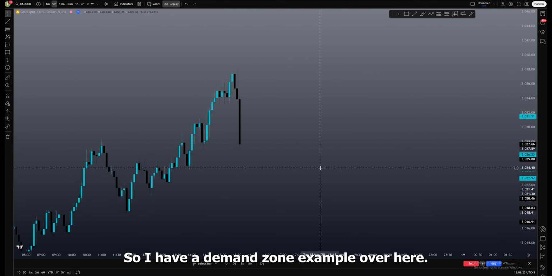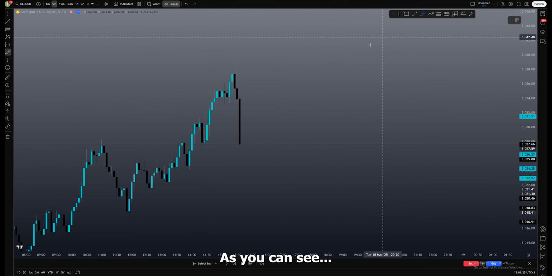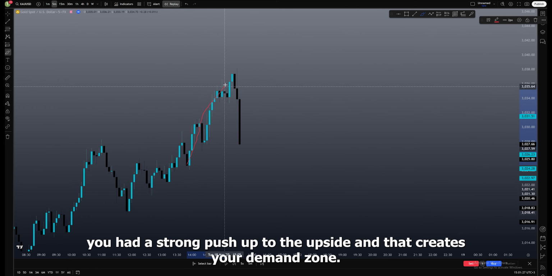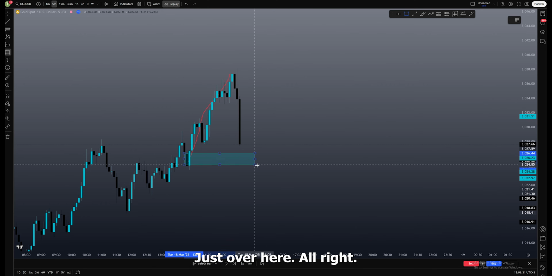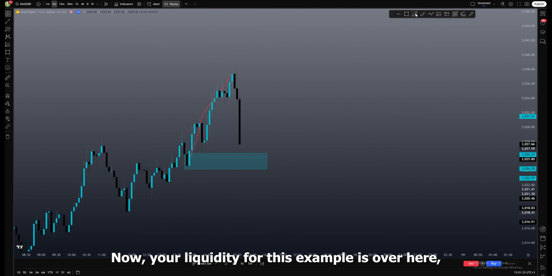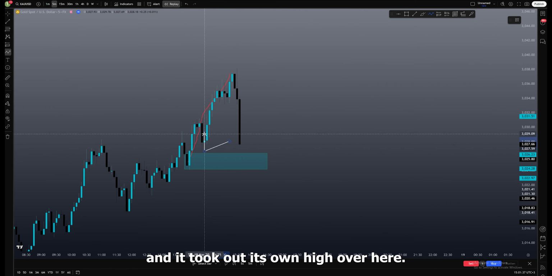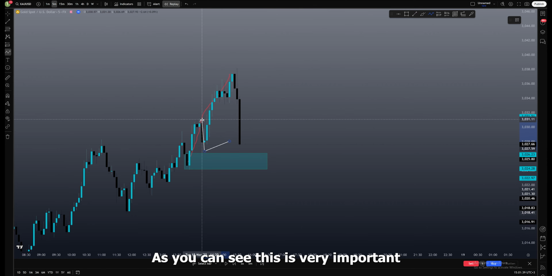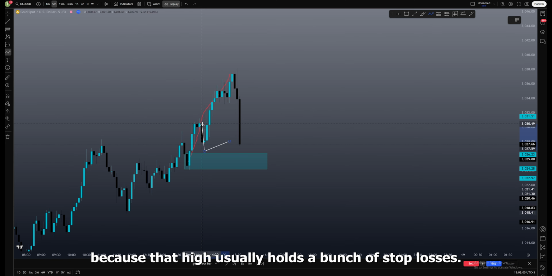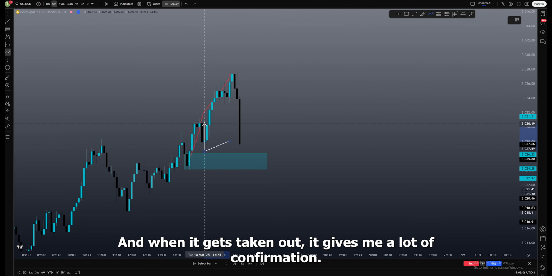Okay, so I have a demand zone example over here. As you can see, you had a strong push up to the upside, and that creates your demand zone just over here. All right, now your liquidity for this example is over here, and it took out its own high over here. As you can see, this is very important because that high usually holds a bunch of stop losses, and when it gets taken out, it gives me a lot of confirmation.